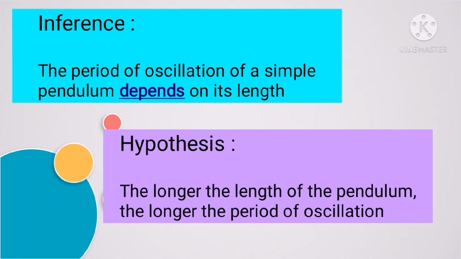The hypothesis that we can write down for this experiment would be: the longer the length of the pendulum, the longer the period of oscillation. If you look at the difference between inference and hypothesis, inference is very general. It only tells you which one affects which one, but it doesn't explain how it affects it. But as for hypothesis, it says the longer the length of the pendulum, the longer the period of oscillation.